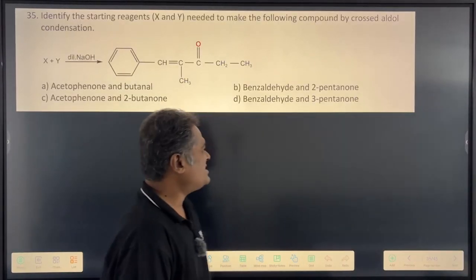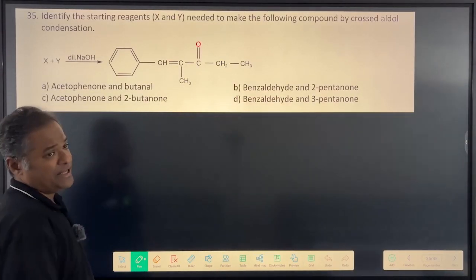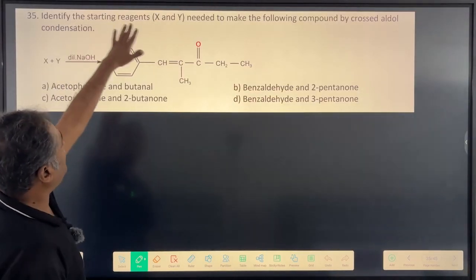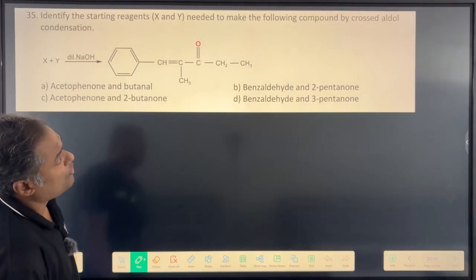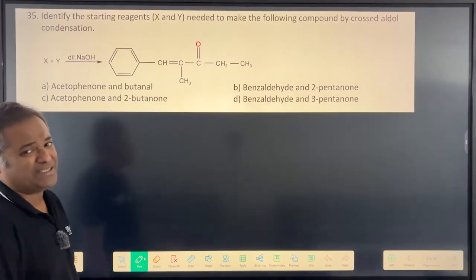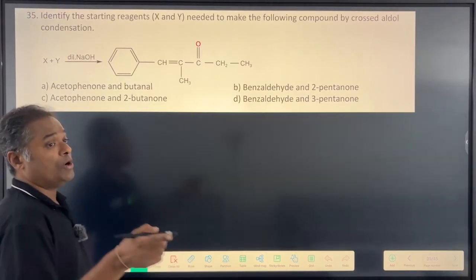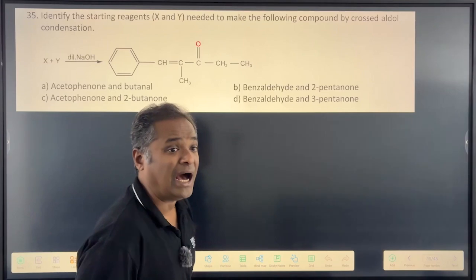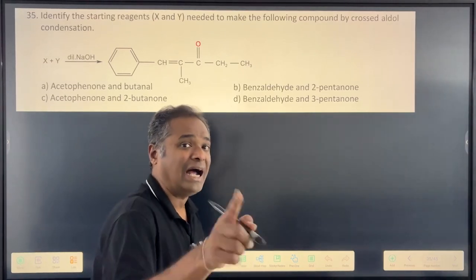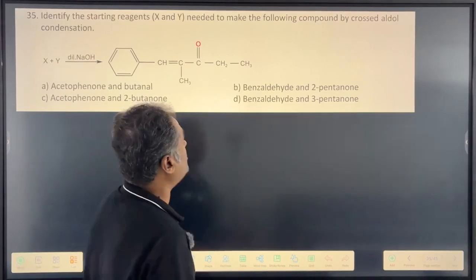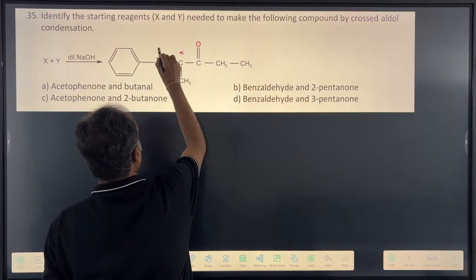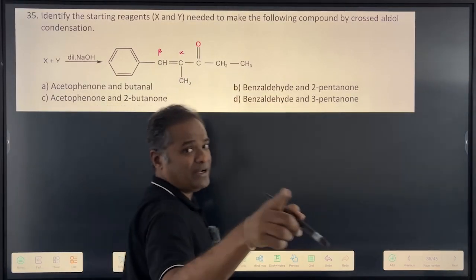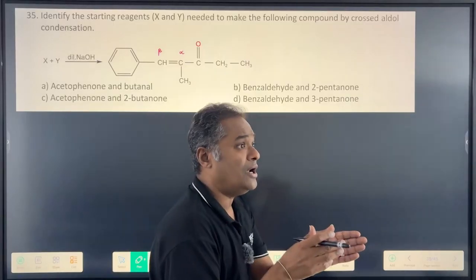Okay, on the screen you can see a very clear reaction, child. Identify the starting material or reagent needed to make the following compound by a cross aldol. Now when you talk about cross aldol, what you should know is that the products obtained are alpha beta unsaturated aldehydes or ketones. You can see very clearly it's a ketone and this is alpha and beta. So it's an alpha beta unsaturated aldehyde or ketone.